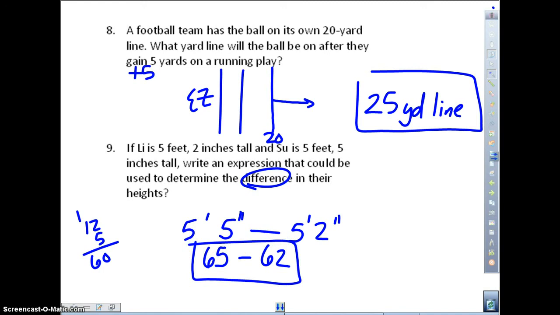There's an expression. They didn't ask you for the answer. They said write an expression. That's a numerical expression right there. Okay? This might be in the answer bank. I don't know which one is.